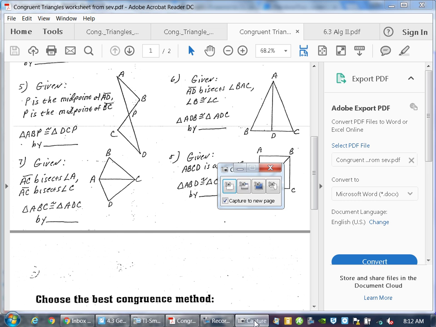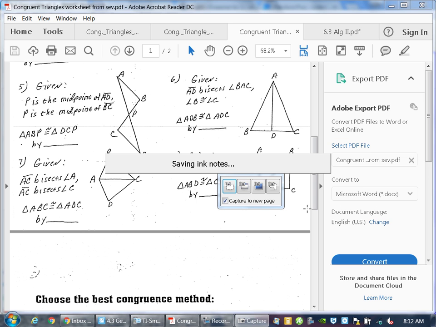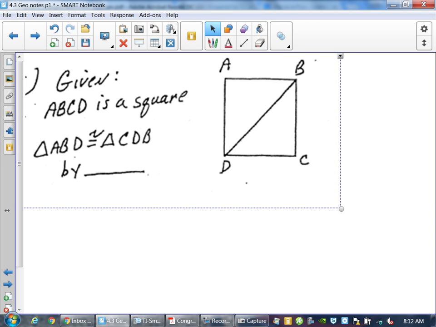And last but not least. Now this one's going a little bit further than what you guys probably remember. And I don't know if we're going to go this crazy on anything that we do, but what do you know about a square? They both have right angles. All the sides are the same. And what else do you know? They're all 90 degrees, which adds up to 360. So what do you have right away? You have side, side, side because of the reflexive, correct.